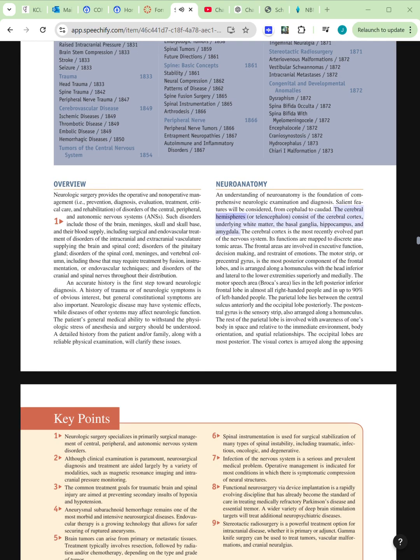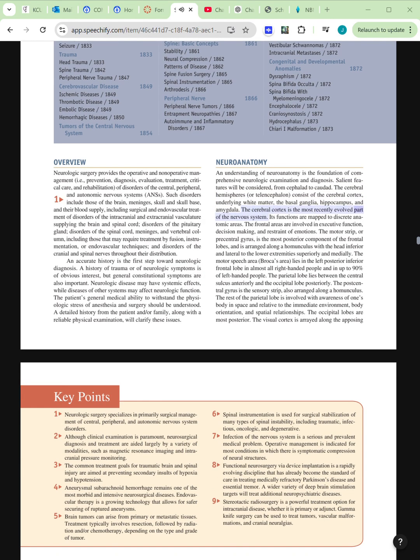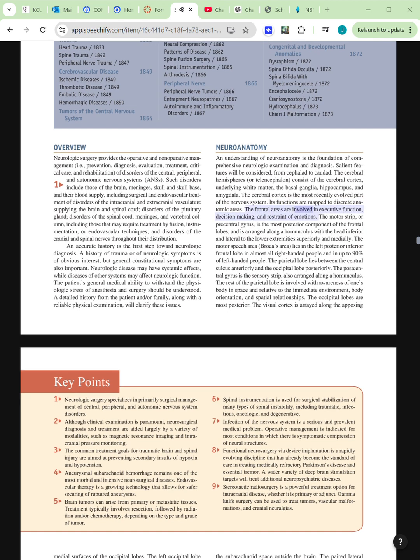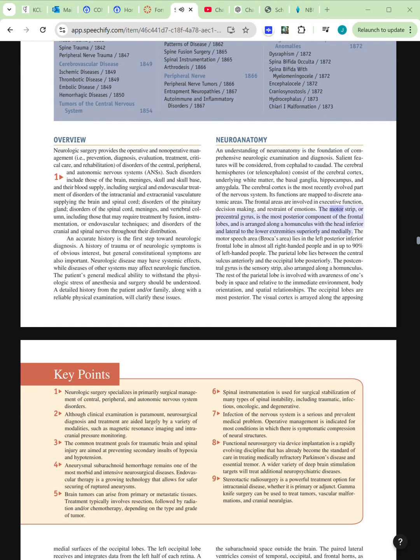The cerebral hemispheres consist of the cerebral cortex, underlying white matter, the basal ganglia, hippocampus, and amygdala. The cerebral cortex is the most recently evolved part of the nervous system. Its functions are mapped to discrete anatomic areas. The frontal areas are involved in executive function, decision-making, and restraint of emotions. The motor strip, or precentral gyrus, is the most posterior component of the frontal lobes and is arranged along a homunculus with the head inferior and lateral to the lower extremities superiorly and medially.